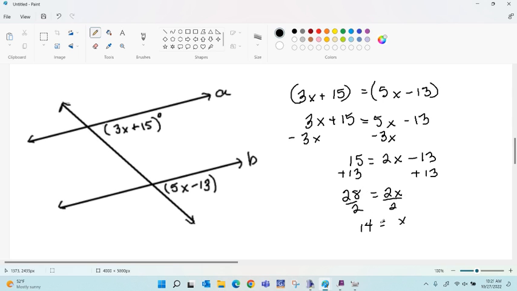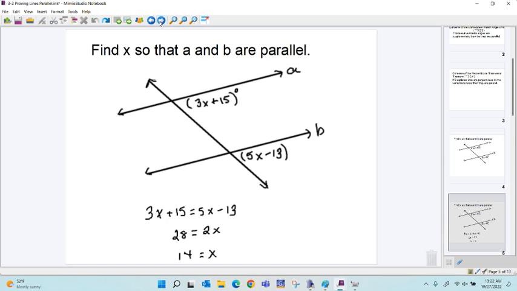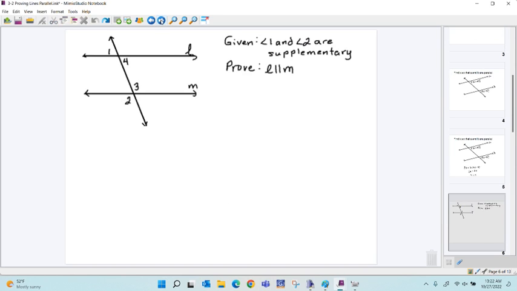So we've got 14. It says how much would x have to be, so we can actually be done with that, because our original problem just said, find x so that A and B are parallel. If they ask you to find the angle, you take the 14 and plug it in, and we'll find out what number one is. So that's a good question. That's fine. Now we need to start looking at proofs again.